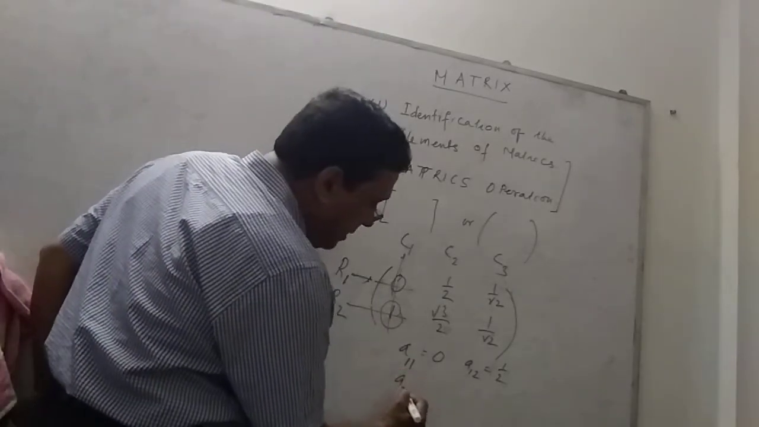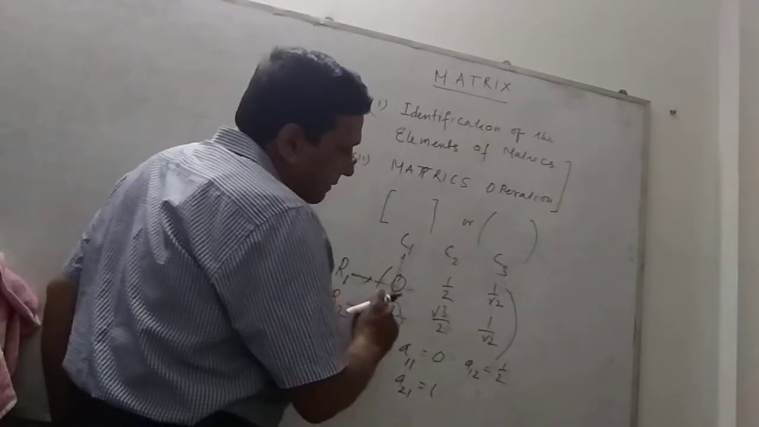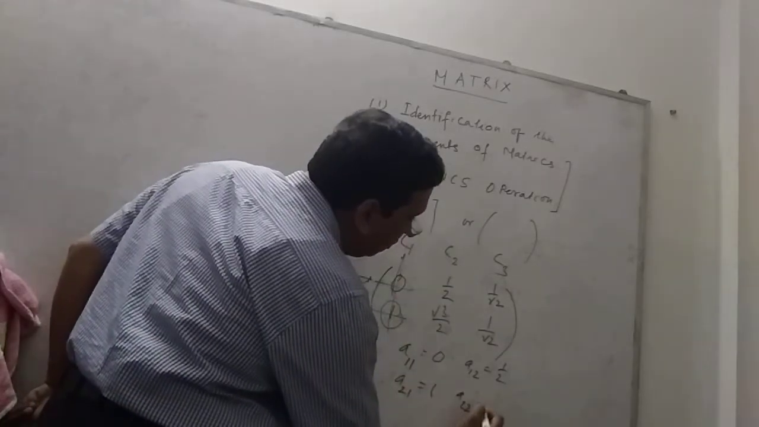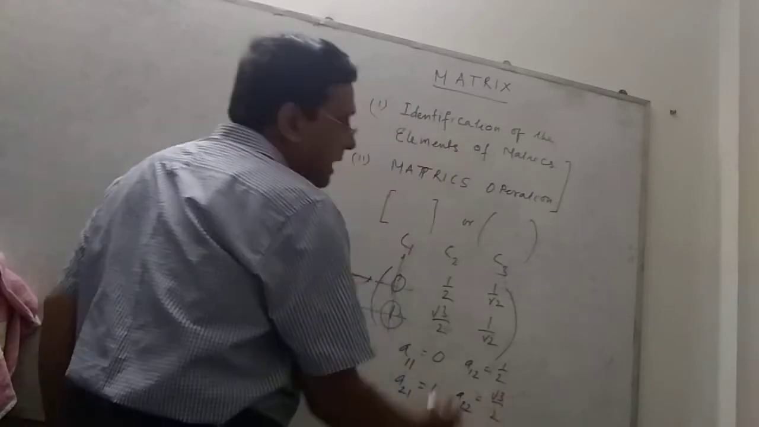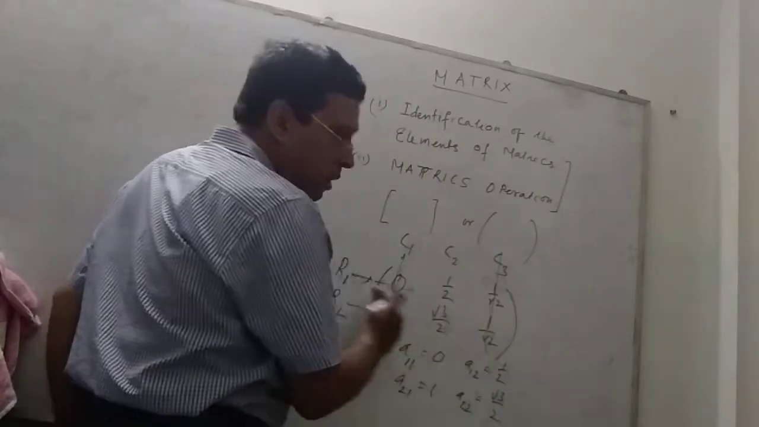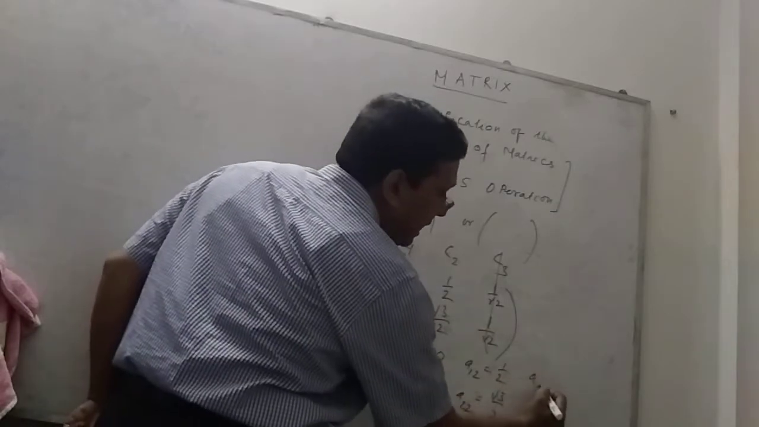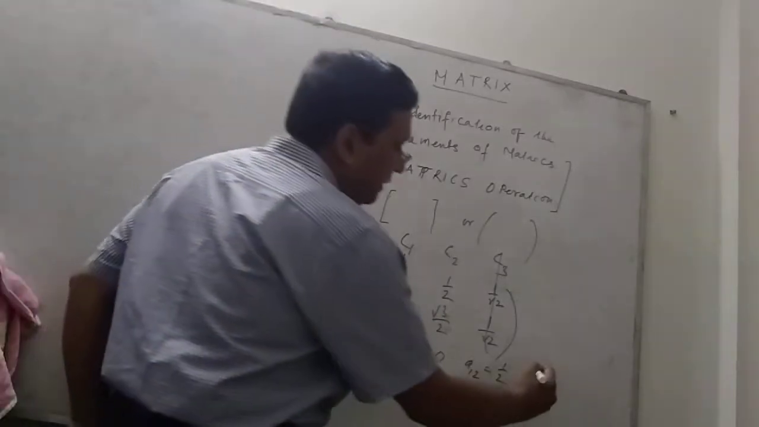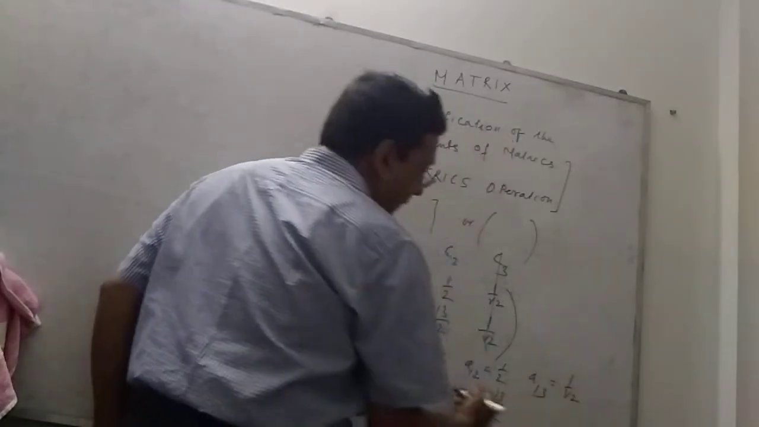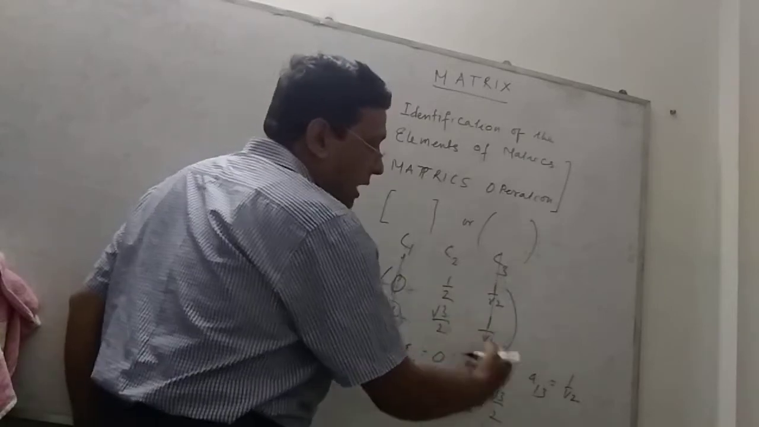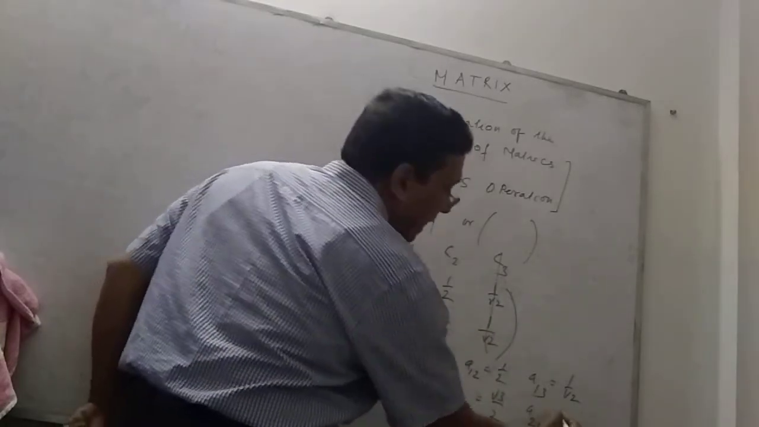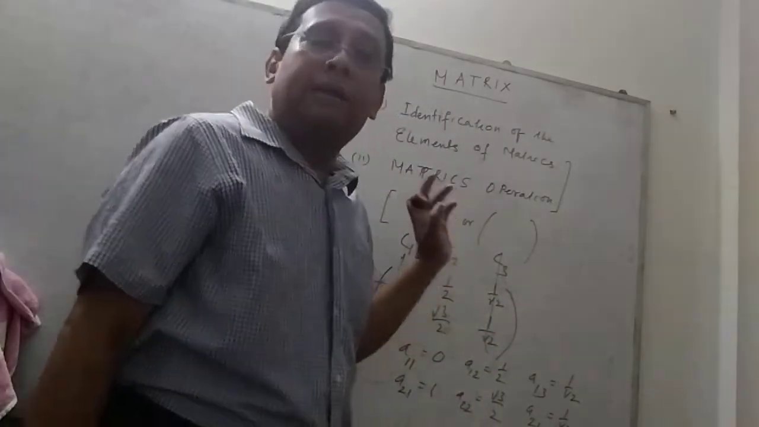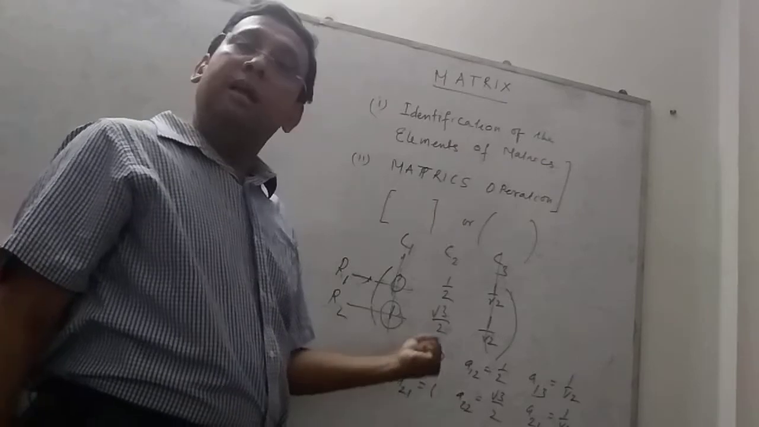So A21 we can say 1. Similarly, this is A22, second row, second column, so you can say that A22 is equal to root 3 by 2. Similarly, here it is first row and third column, so this element you can define as A13, and A13 is equal to 1 by root 2. And this is second row and first column, so we can say this is A21, and that is also nothing but 1 by root 2. So in this way, we generally try to identify the elements of the matrix.